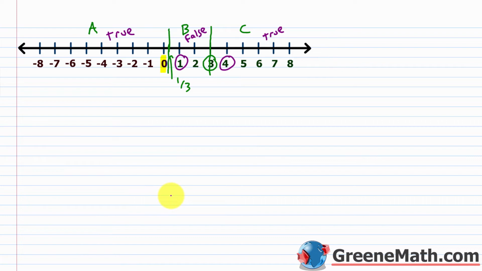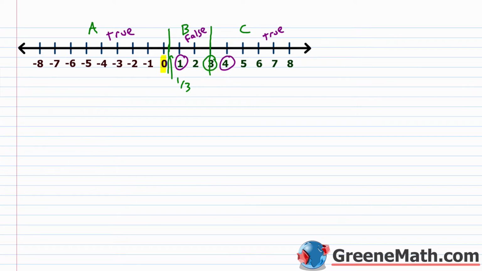And I can think about this graphically. I can think about it in interval notation. I can also think about it using set builder notation. There's just lots and lots of ways to write the solution. Graphically, I know that 1/3 and 3 are not included.